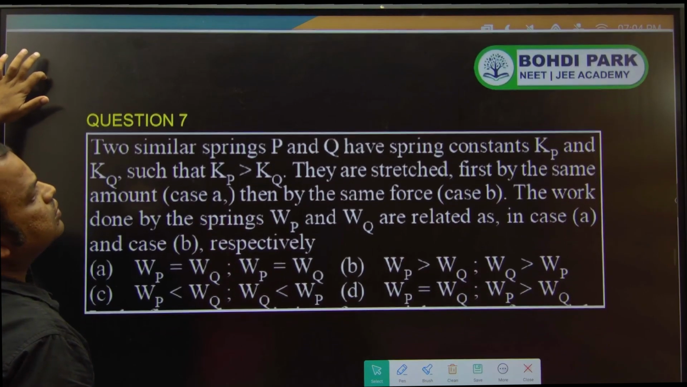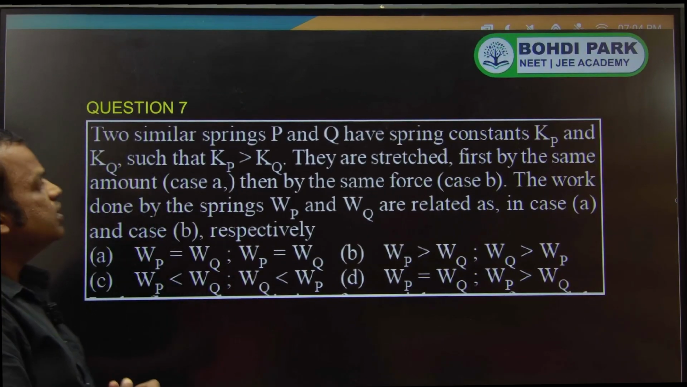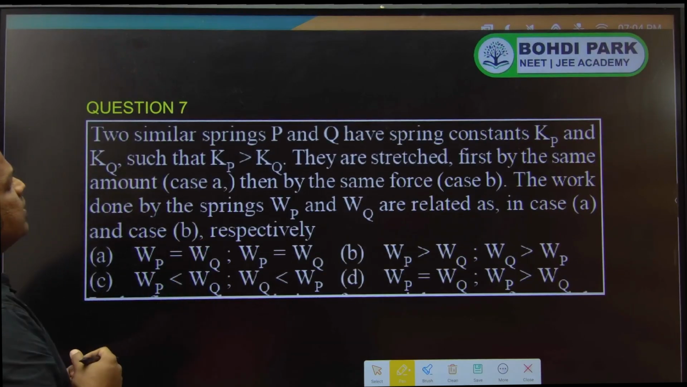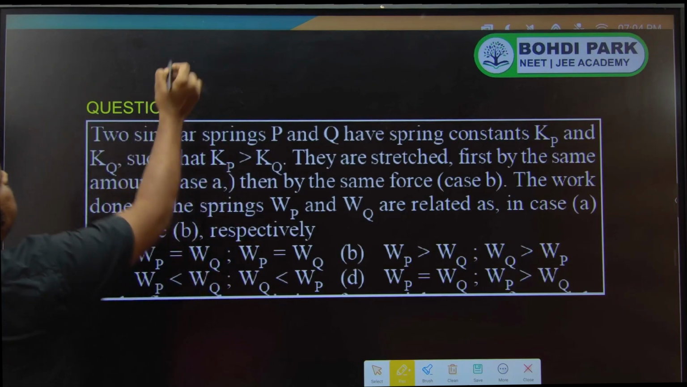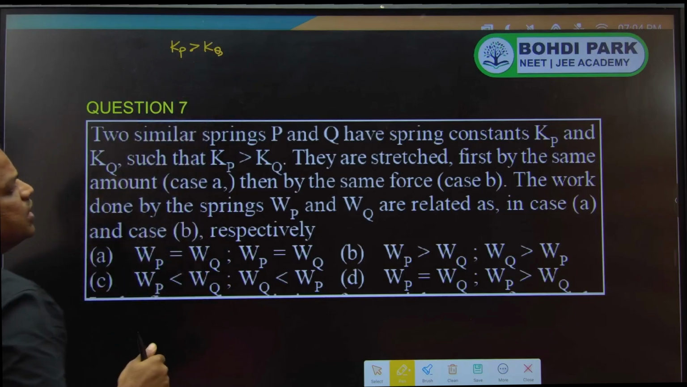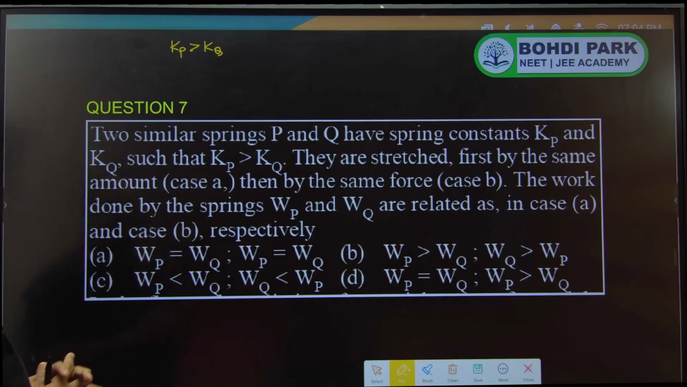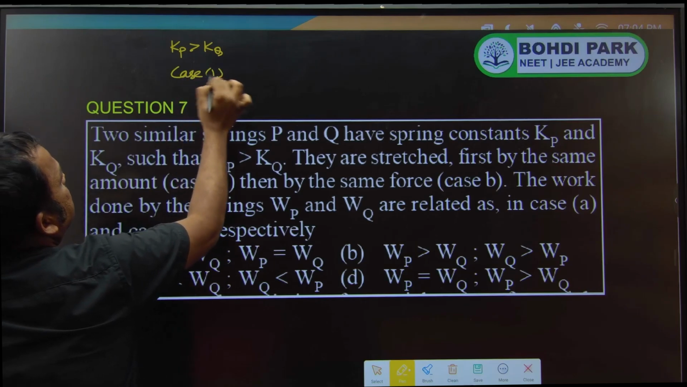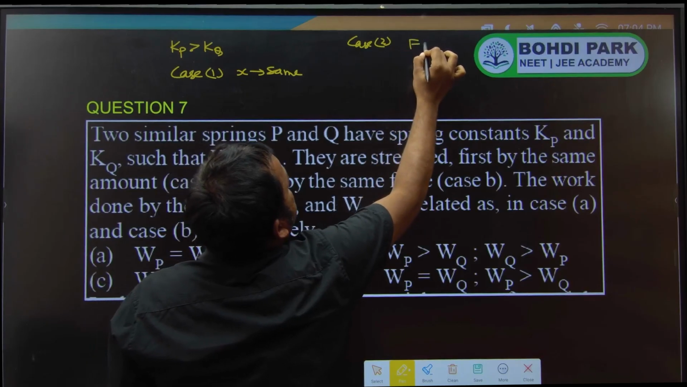Seventh question. Okay, look at this seventh question. Two similar springs P and Q have spring constant Kp and Kq such that Kp is greater than Kq. They are stretched by the same amount, means elongation is x. Then by the same force. There are two cases. So in case 1, elongation is same, and case 2 force is same.